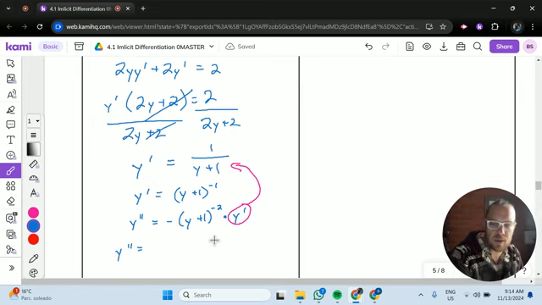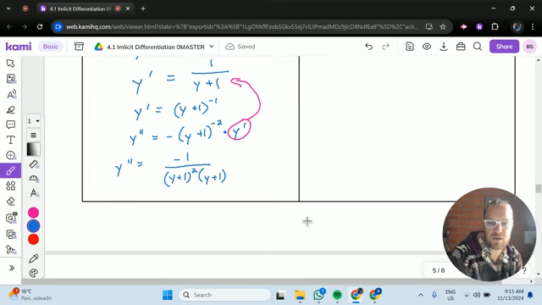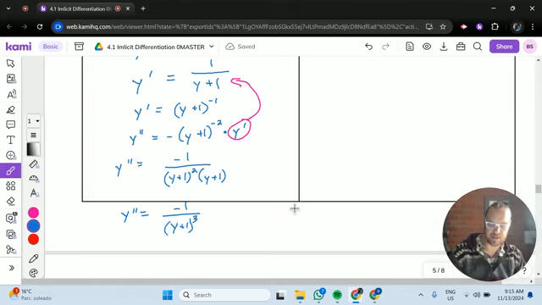So our y double prime is actually going to be equal to negative 1 over, and if I've got (y plus 1) squared times (y plus 1), we'll write it out the long way first here, but some of you have probably already seen it. Really, all I need to do is put those all together. So my y double prime is actually going to be negative 1 over (y plus 1) cubed in this case. So it works out nice and easily, and that would be our second derivative.